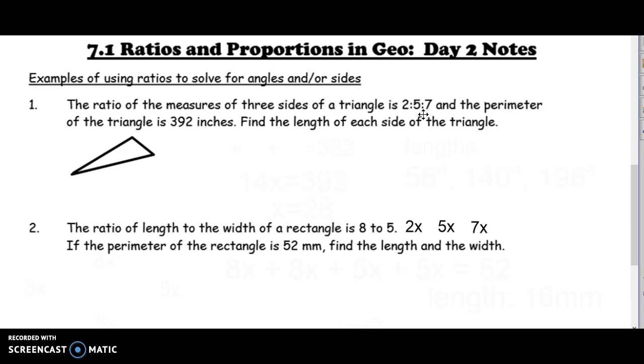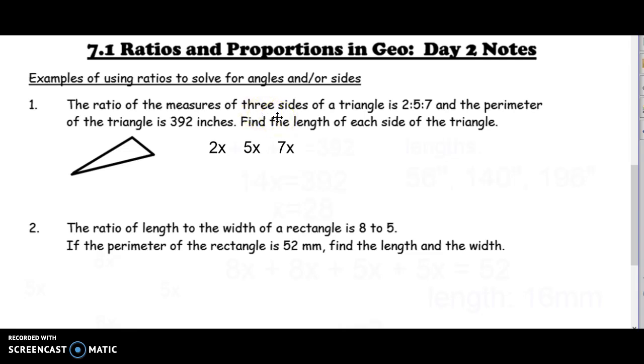All you're doing is comparing those numbers, and if one of them changes, they all change in the exact same way. So I'm going to allow 2 to change, 5 to change, and 7 to change in the exact same way. Here's how I do that. I say 2x is one of the sides, not just 2. And then 5 is going to change in the exact same way, so I would use the same variable. 7 is going to change the exact same way, so all 3 of them would use x instead of different letters to change.